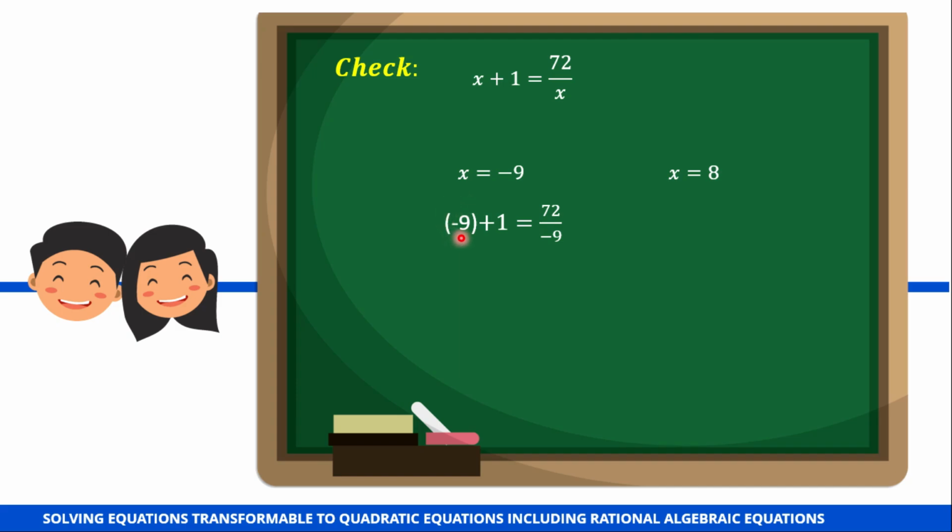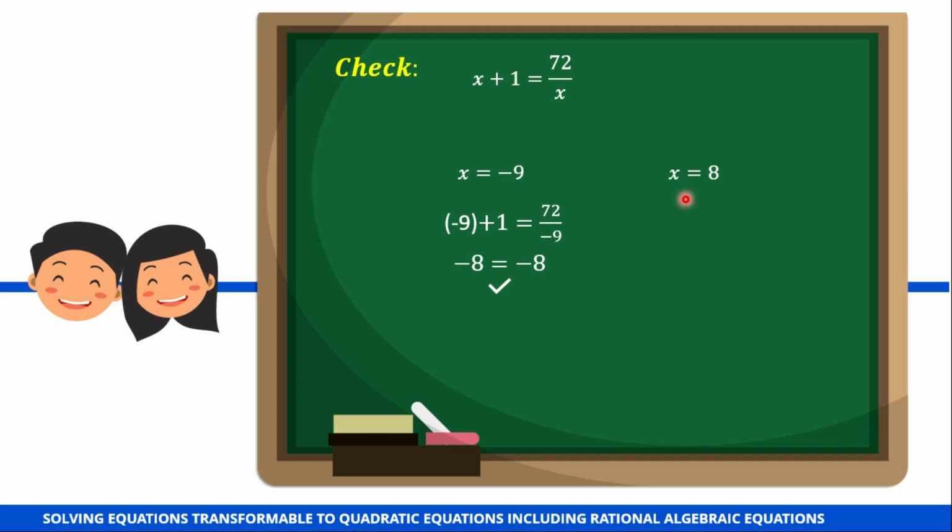So we have here negative 9 plus 1 is equal to 72 divided by negative 9. Negative 9 plus 1, that is negative 8, is equal to 72 divided by negative 9. Answer is negative 8. So we have negative 8 is equal to negative 8. Valid yung ating solution na negative 9.